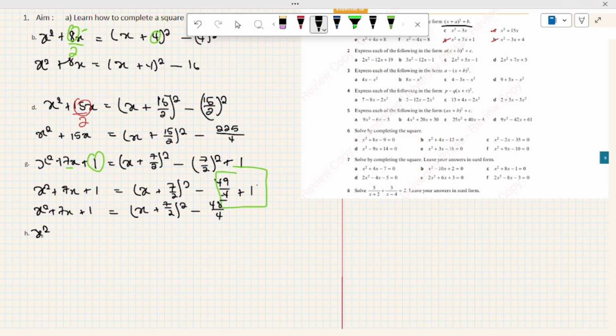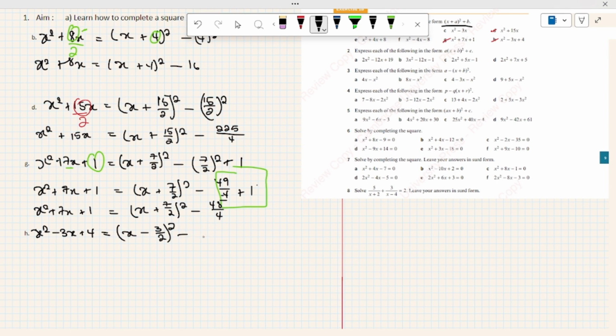x squared minus 3x plus 4. Same concept. You see that this sign is negative. You're going to put it here because you're looking for the value of the coefficient of x. The coefficient of x is negative. You're going to carry that with you, you won't just dump it or leave the sign to be positive. You're looking at the sign, then this whole thing is going to be squared.